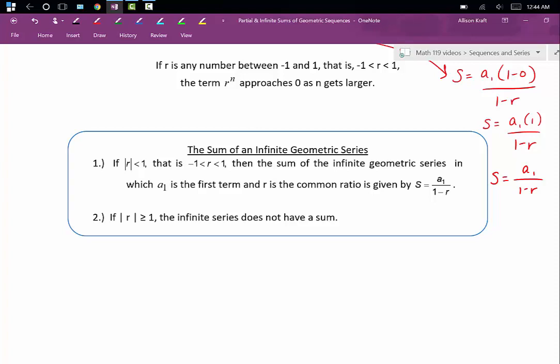If the absolute value of your common ratio is less than 1, then the sum of the infinite geometric series exists, and it's given by the formula S equals a sub 1 divided by 1 minus r. If the absolute value of your common ratio is greater than or equal to 1, there is not a sum to the infinite series. See, when your common ratio is 1 or larger and you start raising it to a power, it's just going to get bigger and bigger and bigger and grow without bound. We're never going to be able to add it up to a specific number.